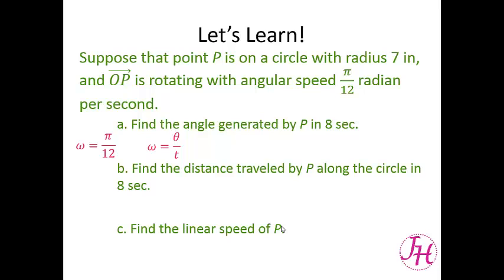Remember that omega equals theta over t, and we're trying to solve for theta. We know what t is, so we can say omega was pi over 12, and that has to equal theta over 8. Remember your transitive property. If omega equals pi over 12 and omega equals theta over t, then pi over 12 equals theta over t, which we can plug in the 8 for the t. So when we multiply, we get theta equals 8 pi over 12, which equals 2 pi over 3 radians.